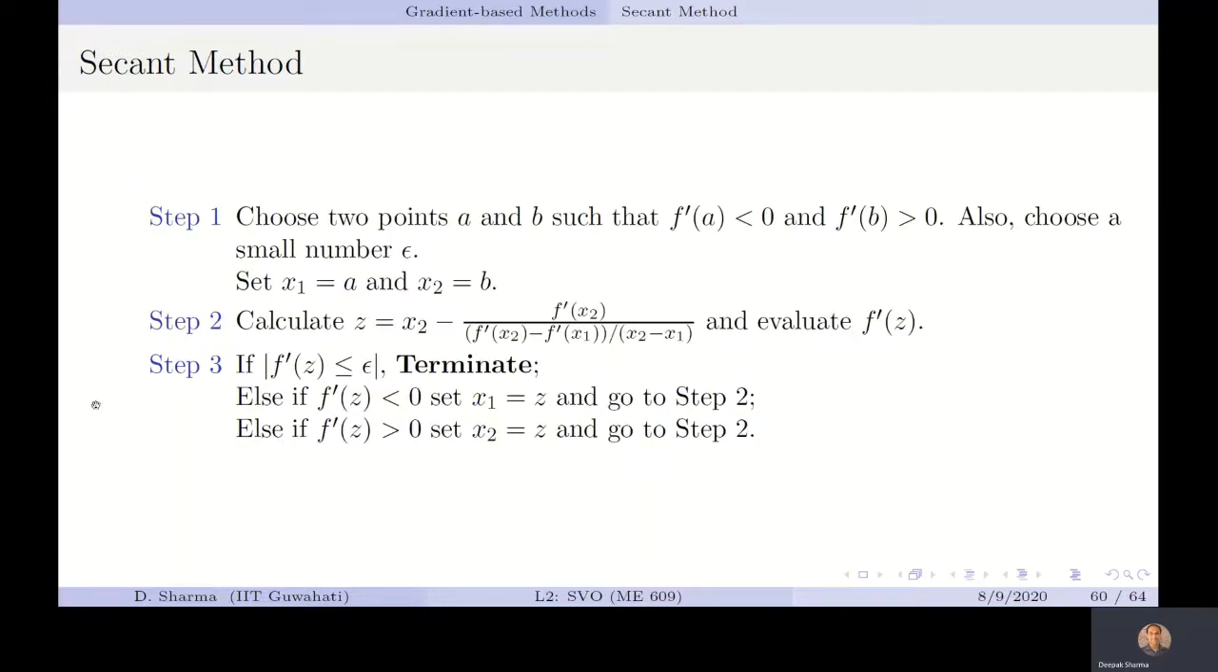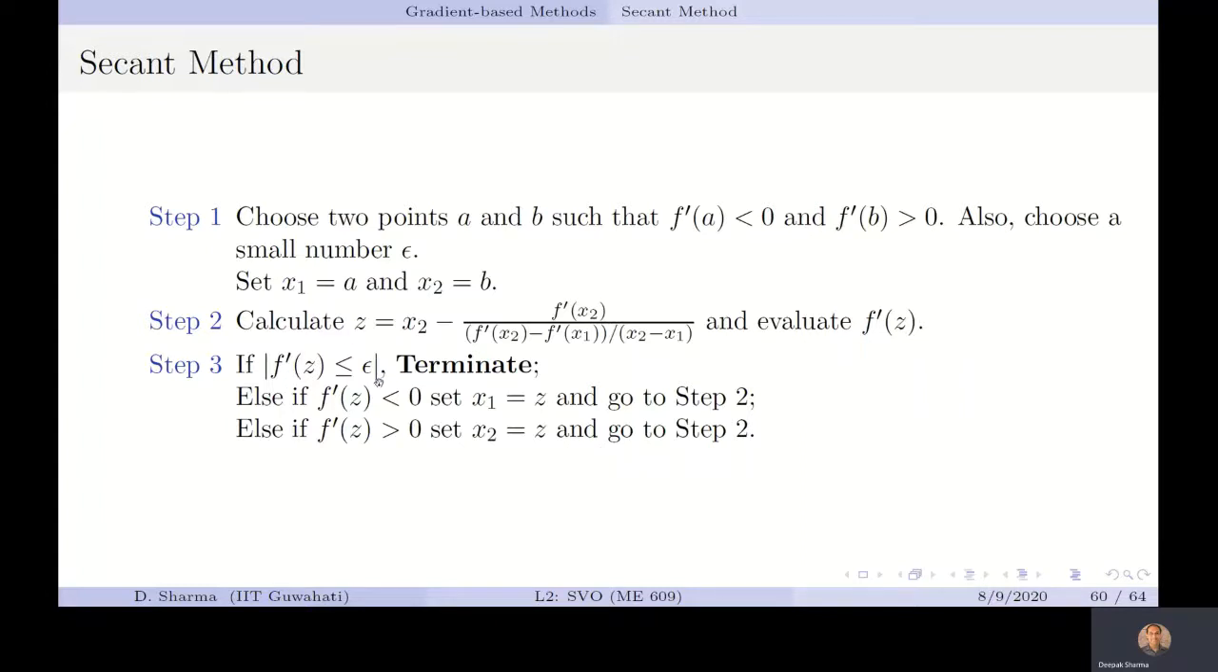So let's see how the algorithm works. Again, we have to choose two points in such a way that their derivative signs are opposite. We choose an epsilon value so that we can terminate the algorithm. We set x1 equal to A, x2 equal to B. Now, this is the same formula I discussed in the previous slide, and when you put it, you will get the new value Z, and then we evaluate.